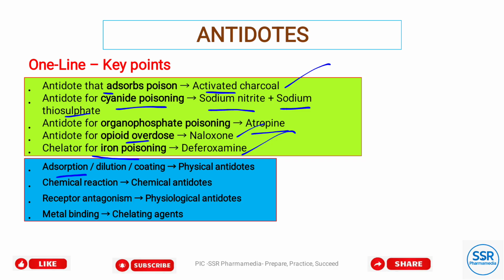And adsorption, dilution and coating, it is called physiological antidote. So physiological antidote means it acts through the adsorption or dilution or coating. And chemical antidotes work through chemical reactions. And physiological antidotes work based on receptor antagonism. And chelating agents work mainly by binding with the ions, forming complexes.